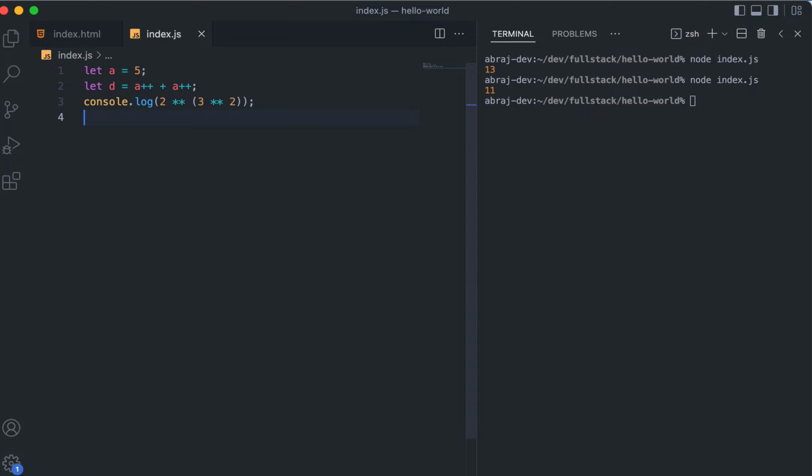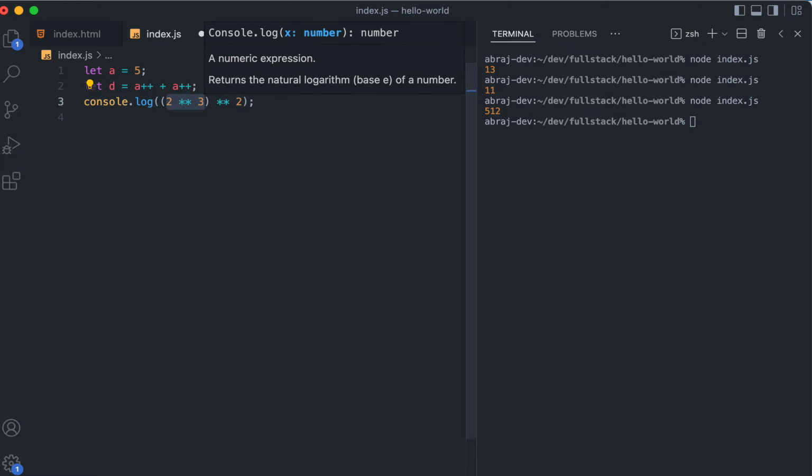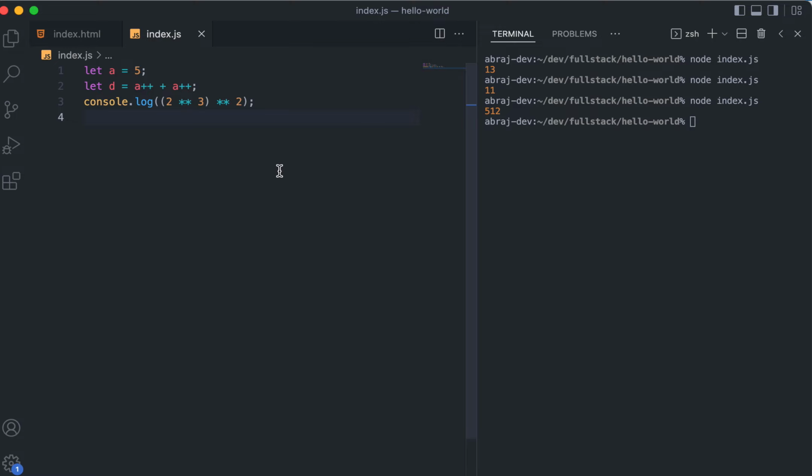If I do something like this, then what is the answer? The answer is 512. Why? Because I did 3 raised to the power 2, which is 9. I got the answer 9. And then I did 2 raised to the power of whatever answer came, 2 raised to the power 9, which is 512. However, if something like this was there, that I did this first, right? Then it will be 2 raised to the power 3, which is 8.